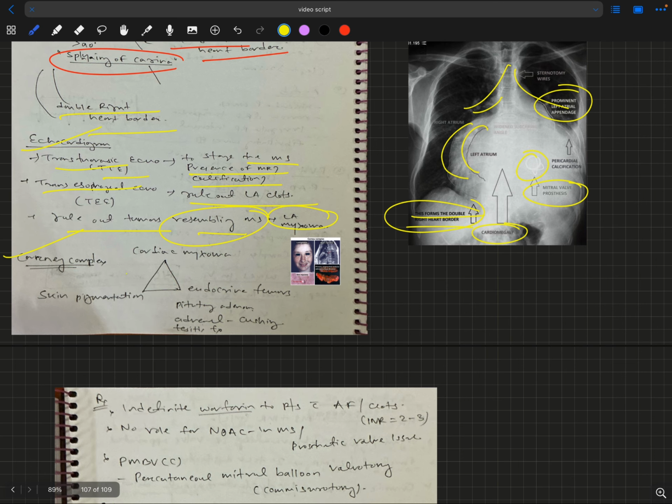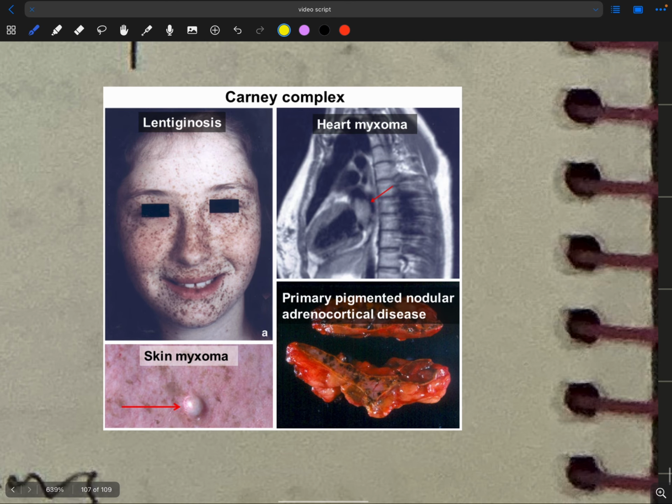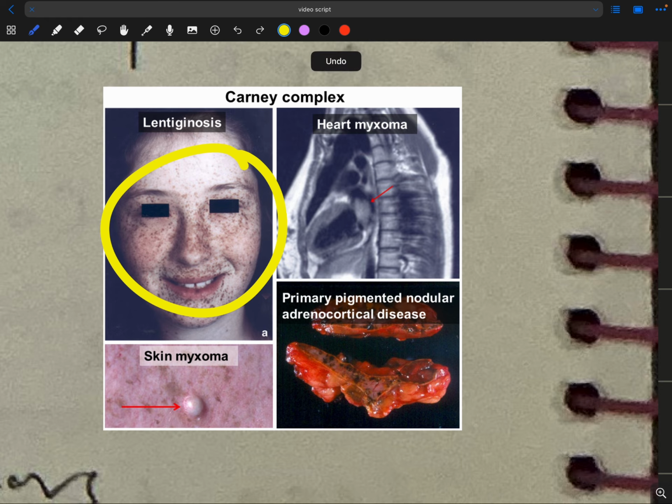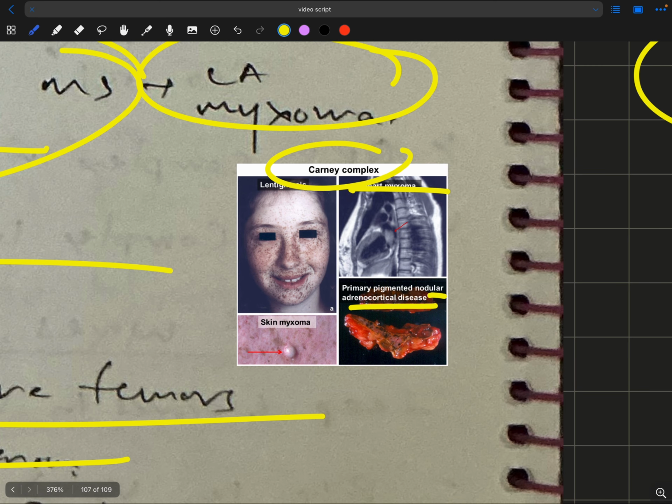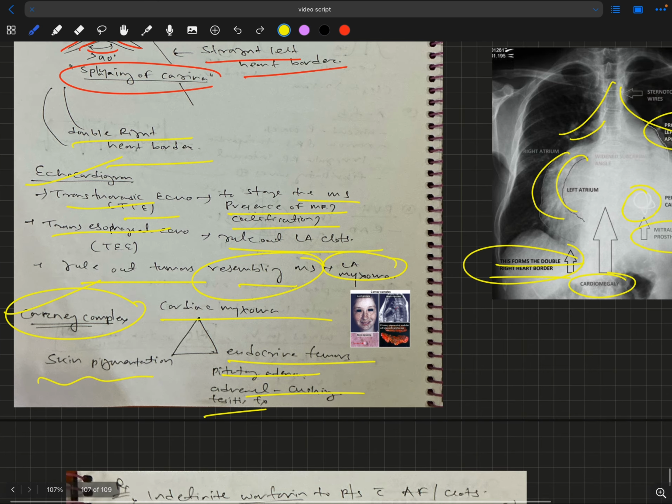There is a complex or syndrome called Carney complex. It is associated with cardiac myxoma, skin pigmentation, and endocrine tumors like pituitary adenoma, adrenal cortex disease or Cushing syndrome, and testicular tumors. This is Carney complex: skin pigmentation, lentiginosis, left heart myxoma, and endocrine abnormalities like primary pigmented nodular adrenocortical disease. Myxoma is seen as a part of Carney complex.